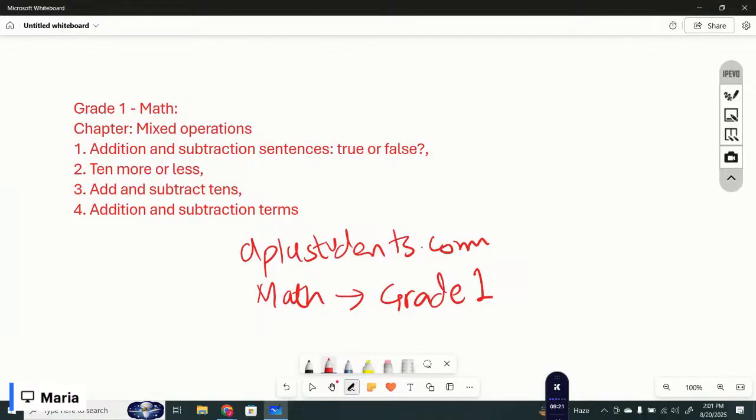We're going to start with the chapter mixed operations. The lessons we're going to cover today are addition and subtraction sentences true or false, 10 more or less, add and subtract tens, addition and subtraction terms. So please make sure you have your notebook and pencil so that you can note down the important examples and definitions as well.